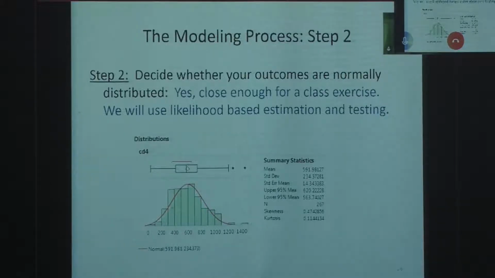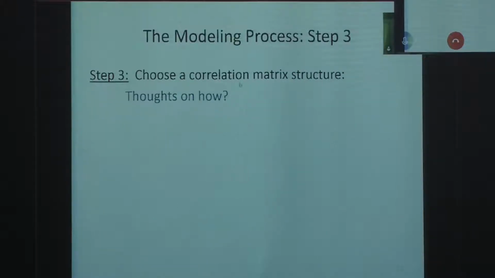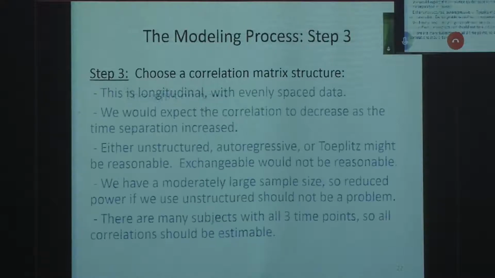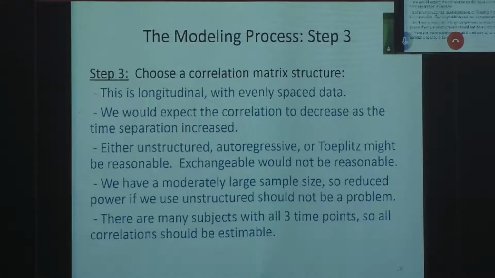The CD4 counts look at least roughly normal, so linear regression seems fine. I need to specify the correlation matrix. How should we think about it here? This is a longitudinal study, evenly spaced data. So we could call it unstructured, but we could also call it Toeplitz.